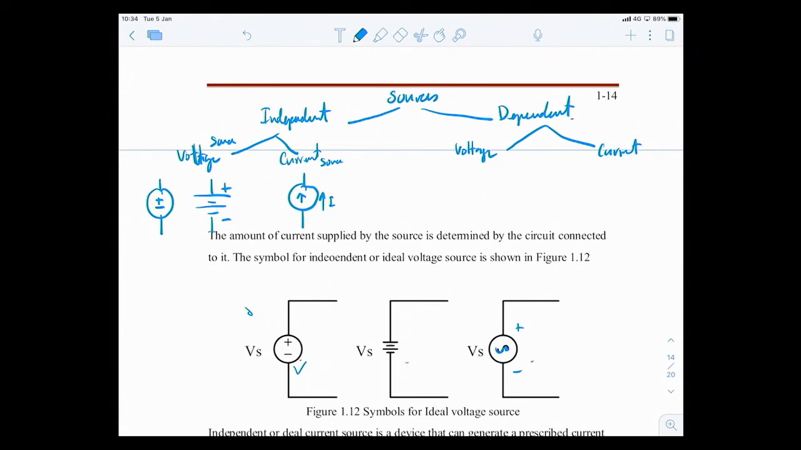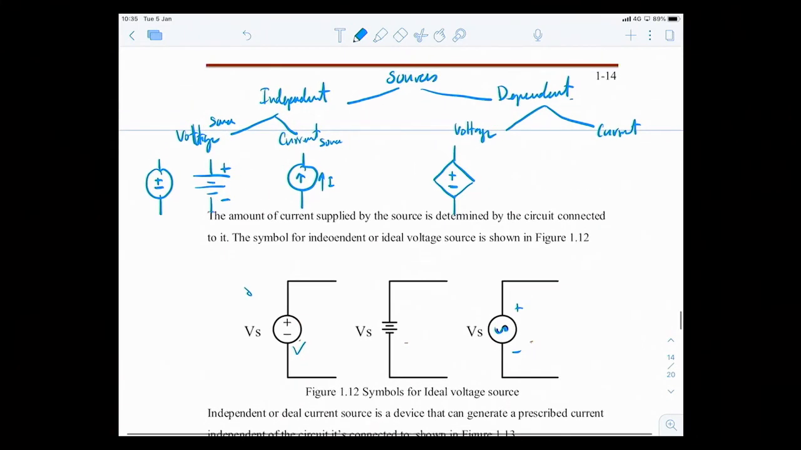Dependent means you depend on someone else. You need someone else to give you the values. The symbol of the dependent source is the diamond. For the voltage source, it is a diamond with positive and negative inside. And then who controls it? Who has control, depending on whom?